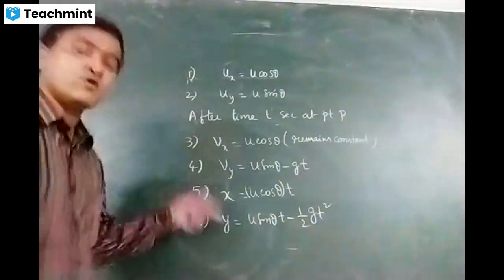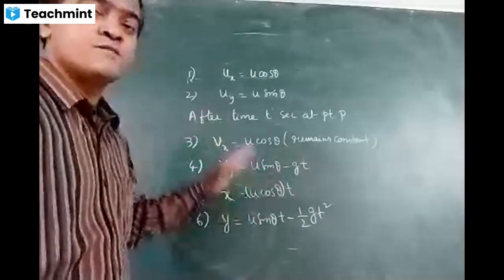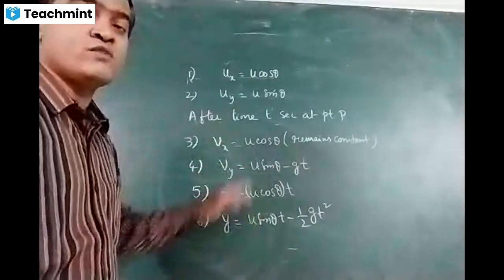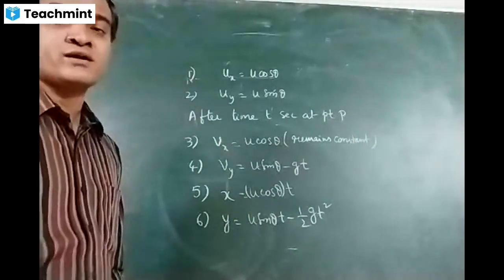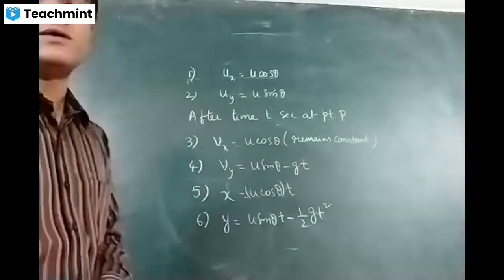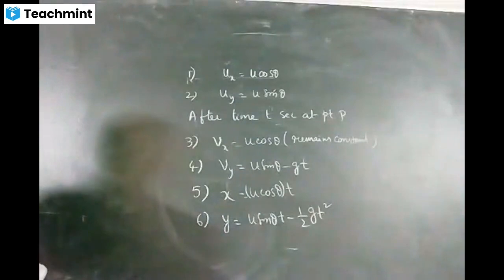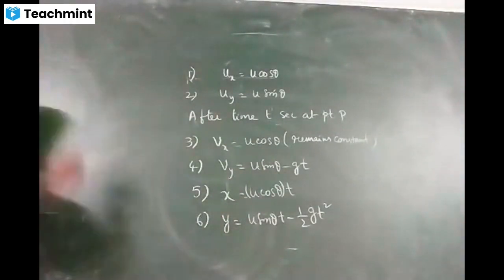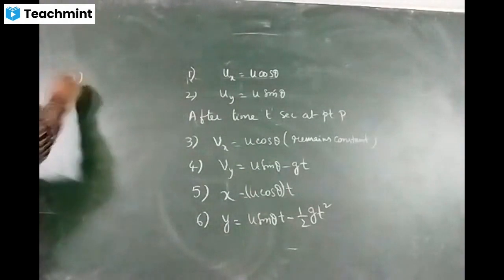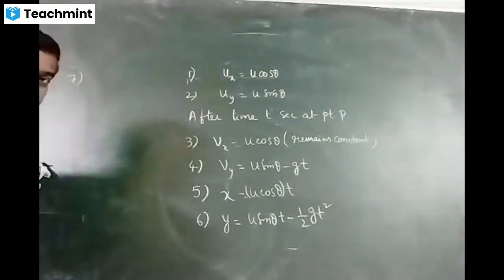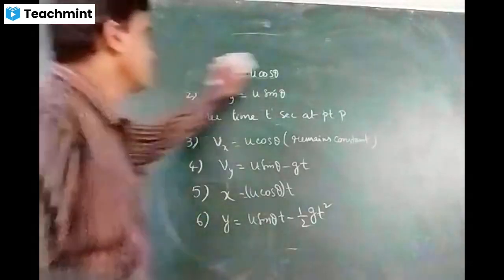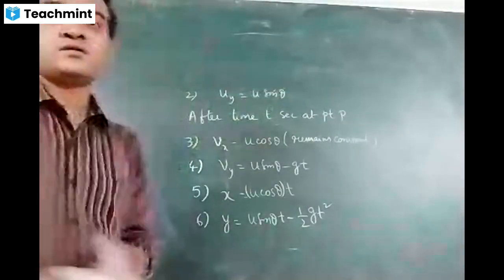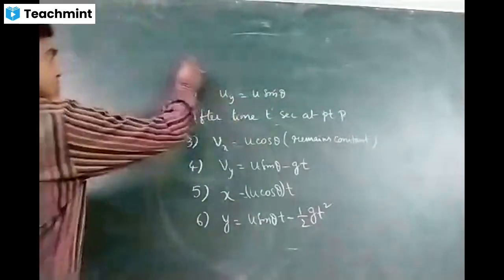Why am I writing all these equations once again? Because we will be applying these formulas in numericals. While doing numericals, we'll apply all these formulas. Now number 7, let me write number 7 here. Is it visible? Number 7.